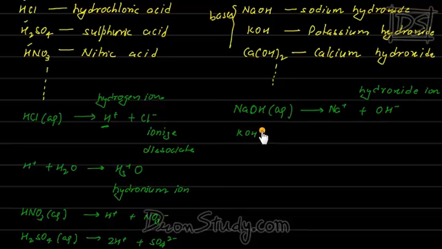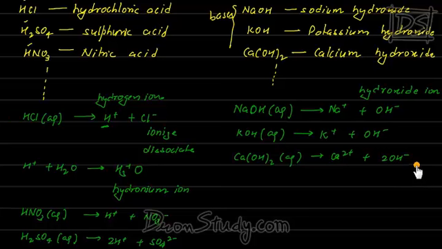Like KOH. If we make an aqueous solution of this, what will happen? K plus and OH minus, hydroxide ion. Calcium hydroxide: if we make an aqueous solution of this, then Ca2+, and here two hydroxide ions will come. So students, you might have understood the properties of acids and the properties of bases. Okay. Now it's time for salts.